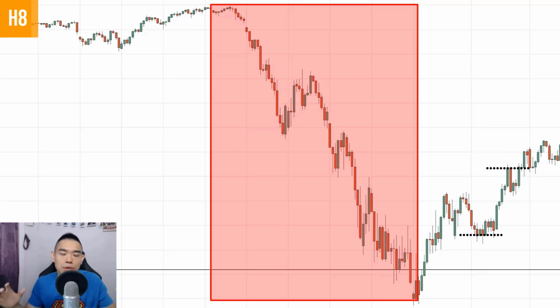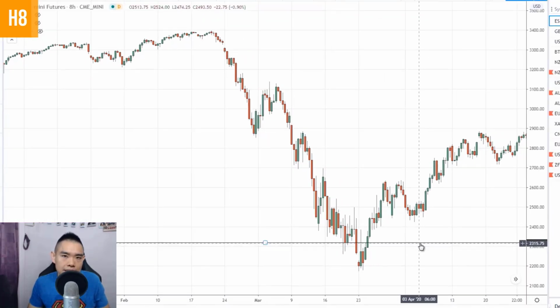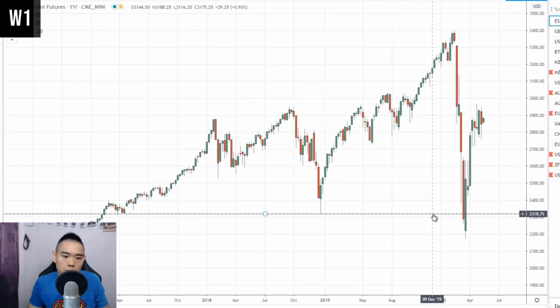And again, we're not just blindly trading this break of structure, because if you look at the weekly time frame, this is actually a key area of support on the higher time frame. Make sense? Okay, so this is how the break of structure technique works.